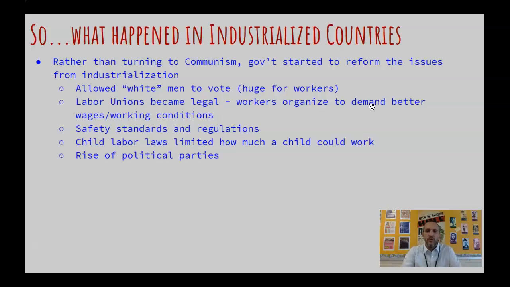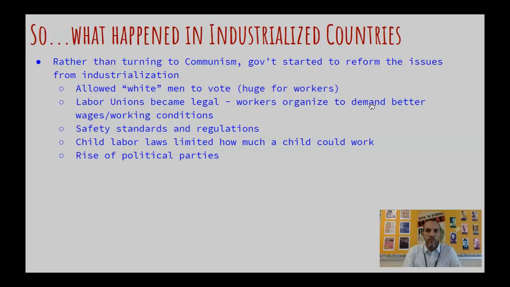One, in most industrialized countries, they allow white, not just white, men, just men, to vote. This changes from what is in the United States, for example, and in Britain at the time, only property owners could vote, which limited workers in factories who had apartments. So in this case, we're allowing white men to vote, which is huge for workers, because now you can elect people who have your interest in mind, and those people who you elect will change the laws to benefit what's best for you, which is what the idea of democracy is.